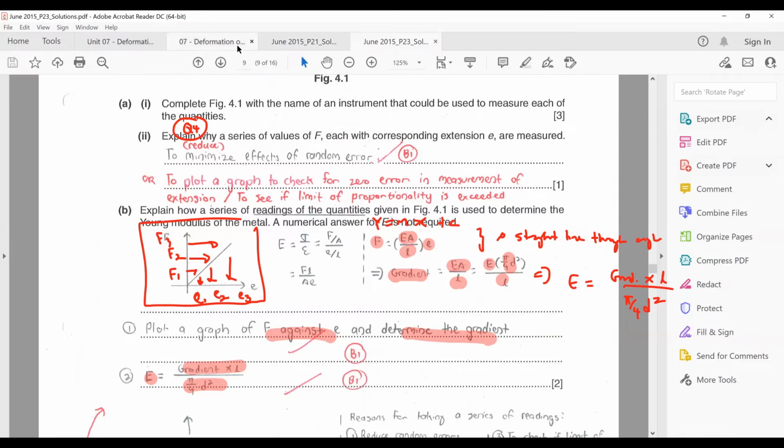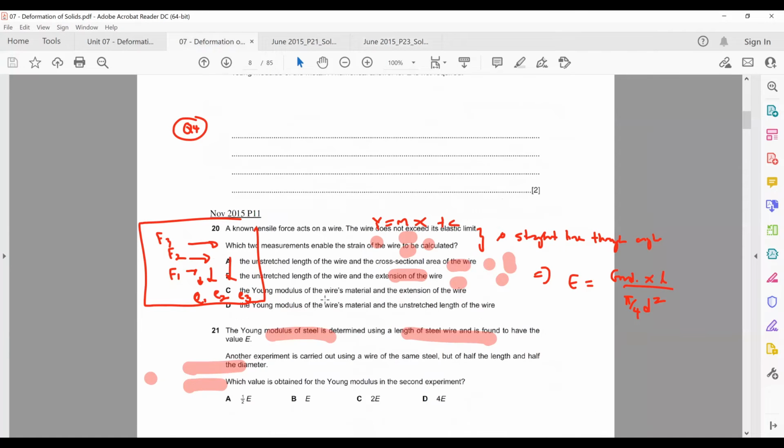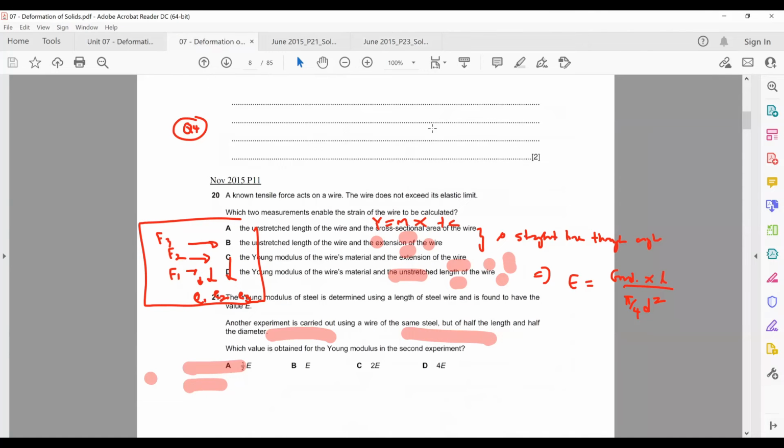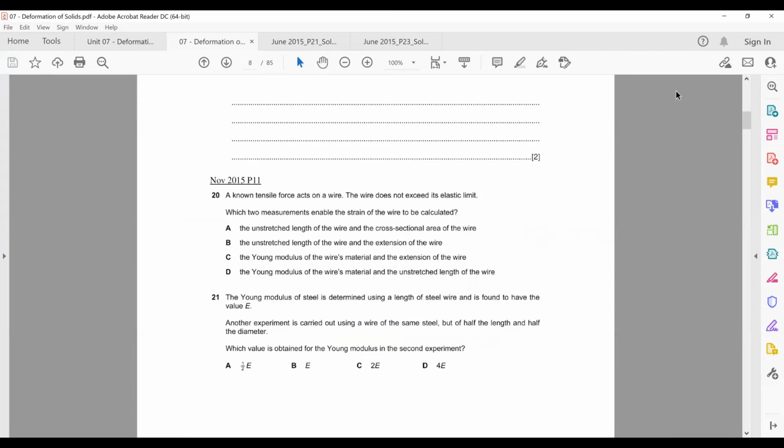Okay, so I move on to the next part. Now we're going back into MCQ questions again. A known tensile force acts on a wire. The wire does not exceed its elastic limit. Which two measurements enable the strain of the wire to be calculated? Strain, they want the strain. Strain, you remember, is extension over original length.